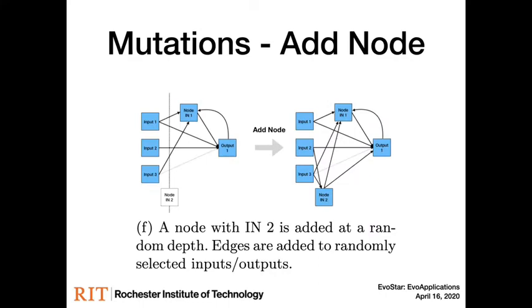Next, we have an add node operation, which will choose a random depth, and it will use statistics about the connectivity in the existing network to determine how many incoming and outgoing edges it should have. And those are all determined randomly.